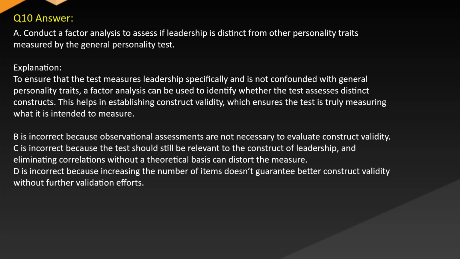B is incorrect because observational assessments are not necessary to evaluate construct validity. C is incorrect because the test should still be relevant to the construct of leadership, and eliminating correlations without a theoretical basis can distort the measure. D is incorrect because increasing the number of items doesn't guarantee better construct validity without further validation efforts.